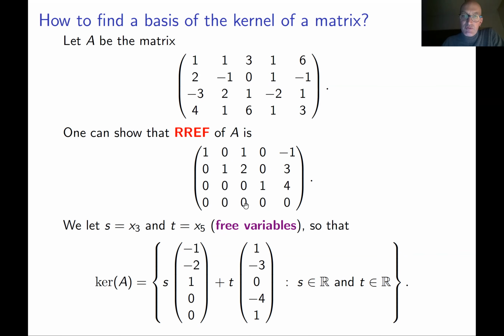Like in this case, it's going to be column number 3. You see there's no leading entry here. Your leading entries are this one and this one. So the third column doesn't contain any leading entry, and the last column, the fifth column, also doesn't contain one. So in this situation, you can express the corresponding unknowns, which correspond to leading entries, x1, x2, and x4, in terms of x3 and x5.